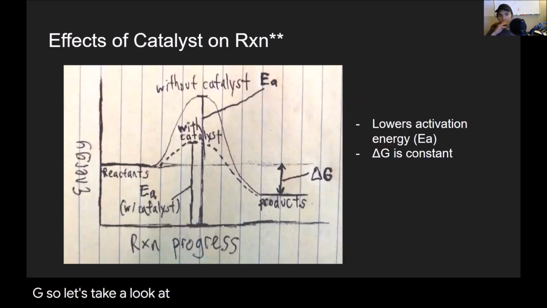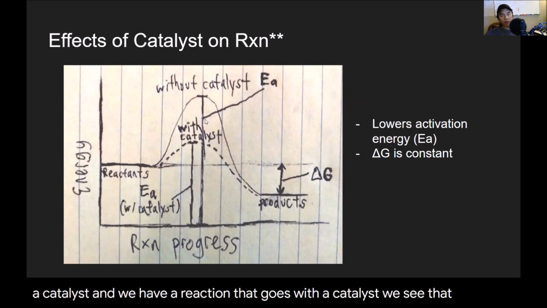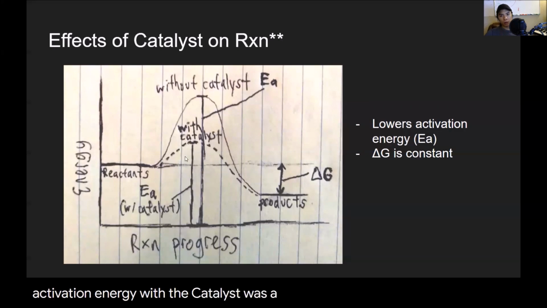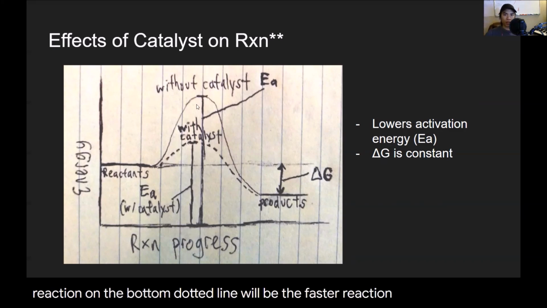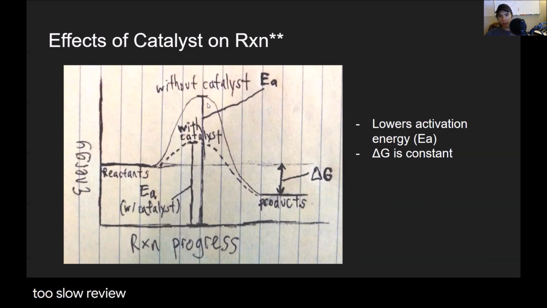So let's take a look at this graph over here. We have a reaction that goes without a catalyst, and we have a reaction that goes with a catalyst. We see that the activation energy with the catalyst was lowered. And this means that the reaction on the bottom dotted line will be the faster reaction, and this one will be the slower reaction.